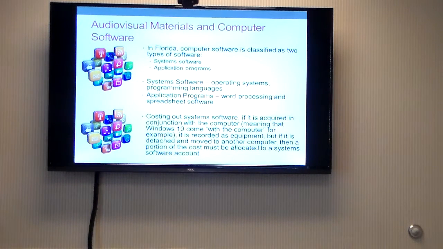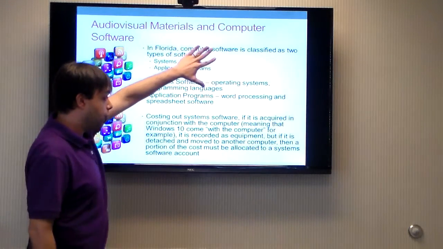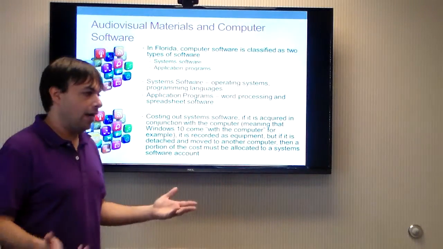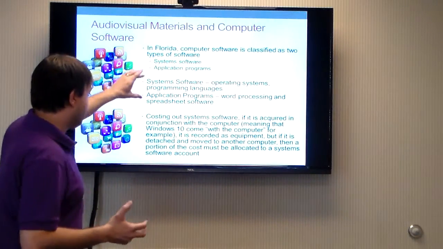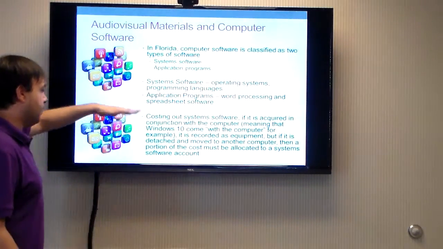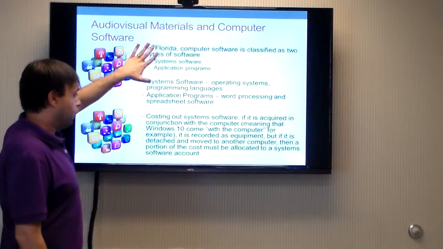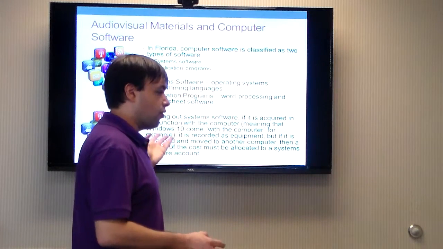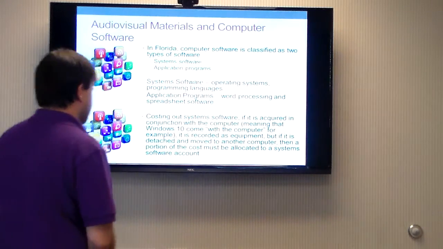I thought this was also interesting, because computer software has 2 different classifications in this state: system software and application programs. When I say system software, I'm talking about operating systems and programming languages. That would be the interface that you're using on a PC, which is Windows, or the interface you're using on a Mac. That's different than application programs, which are like your Microsoft Word, your Microsoft Excel, that sort of thing. If you have to run a software programming language, I was a computer science teacher, and we used Java, and we had to use the installer for Java. That would count under system software.